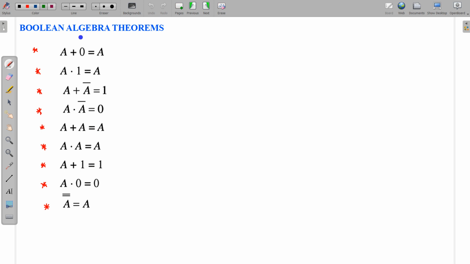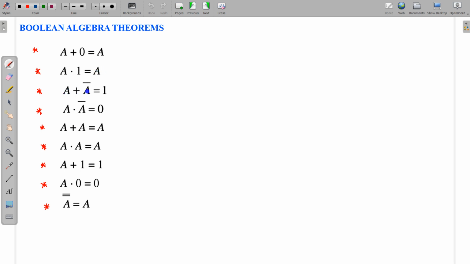Now let us see some Boolean algebra theorems which will help us in solving some problems. This is A plus 0, and this is going to give us A. Suppose A is 1, then obviously 1 or 0 will give us 1. Suppose A is 0, then 0 or 0, plus means OR operation. So 0 plus 0, obviously this is 0. A and 1 is also giving us equal to A. Suppose A is 0, so 0 and 1, obviously this is 0. 1 and 1, obviously this is equal to 1.